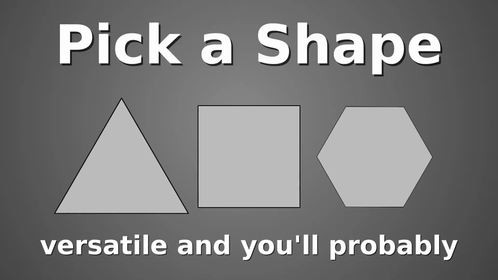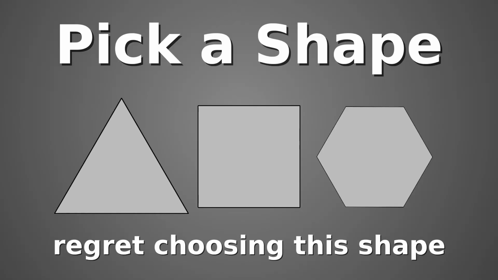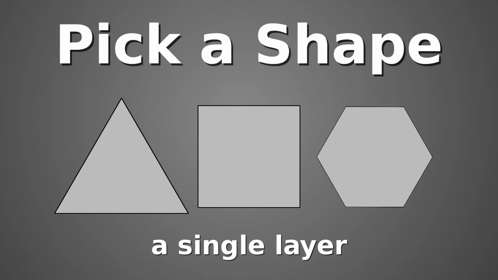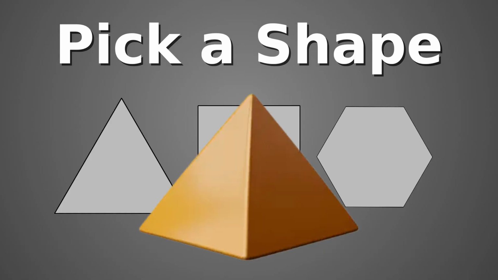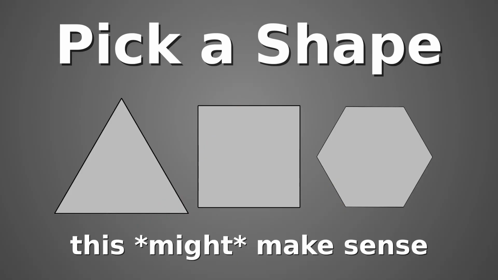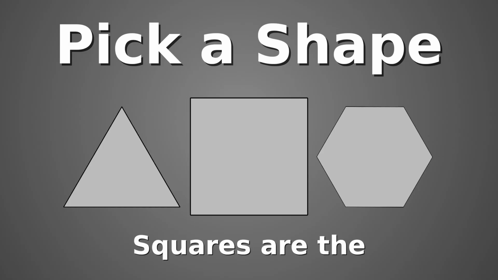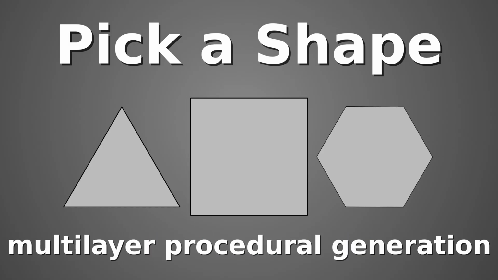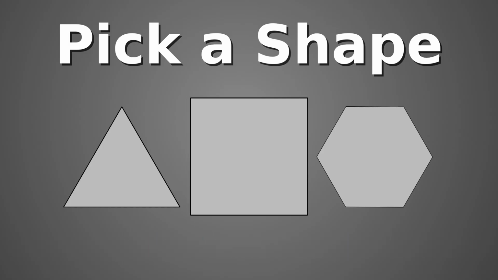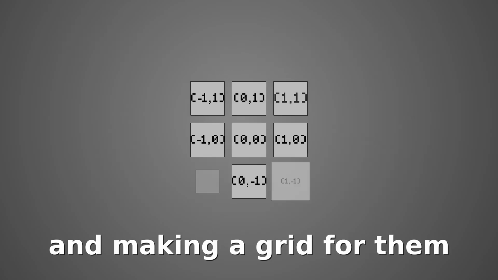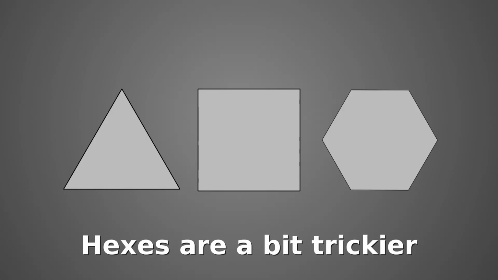Now, triangles aren't very versatile, and you'll probably regret choosing this shape, but if you're going for a realistic looking terrain and you're only generating a single layer, meaning you don't have to use pyramids, this might make sense. Although I still think you're just better off using hexagons. Squares are the gold standard for multi-layer procedural generation. Cubes fit easily on the XZ and on the Y-axis, and making a grid for them is easy. Hexes are a bit trickier.